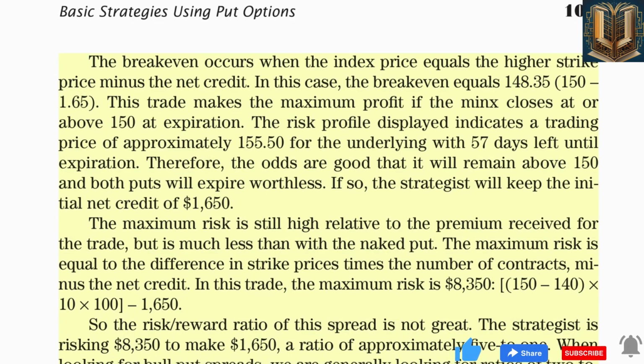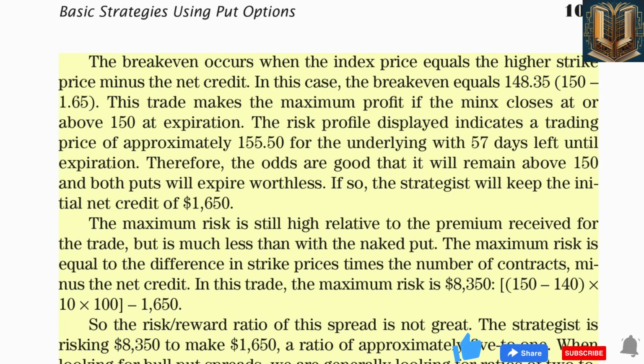The break-even occurs when the index price equals the higher strike price minus the net credit. In this case, the break-even equals 148.35. This trade makes the maximum profit if the MNX closes at or above 150 at expiration. The risk profile displayed indicates a trading price of approximately 155.50 for the underlying with 57 days left until expiration. Therefore, the odds are good that it will remain above 150 and both puts will expire worthless. If so, the strategist will keep the initial net credit of $1,650.